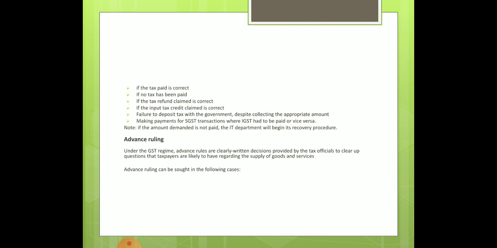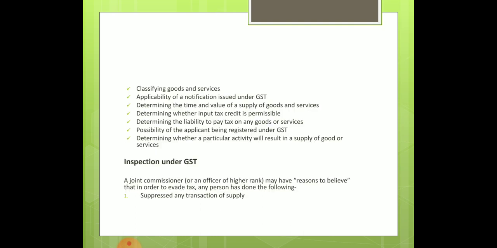Under the GST regime, advance rulings are clearly written decisions provided by the tax officials to clear up questions the taxpayers are likely to have regarding the supply of goods and services. Advance ruling can be sought in the following cases. They are clarifying goods and services, applicability of the notification issued under GST, determining the time and the value of supply of goods and services, determining whether input tax credit is admissible, determining the liability to pay tax on any goods or services, the possibility of being registered under GST, determining whether the particular activity will result in the supply of goods or services.